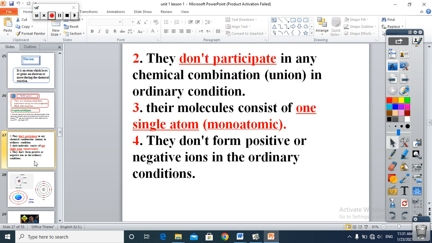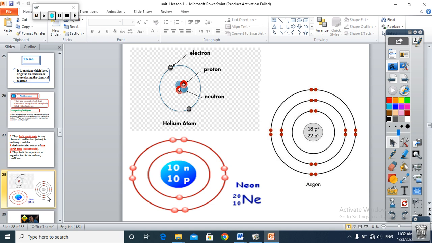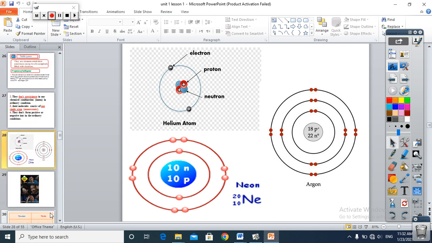Number two, they don't participate in any chemical combination or in any chemical reaction in ordinary conditions. Their molecules consist of one single atom, monoatomic. They don't form positive or negative ions in the ordinary conditions. As neon, argon, helium, they are noble gases.